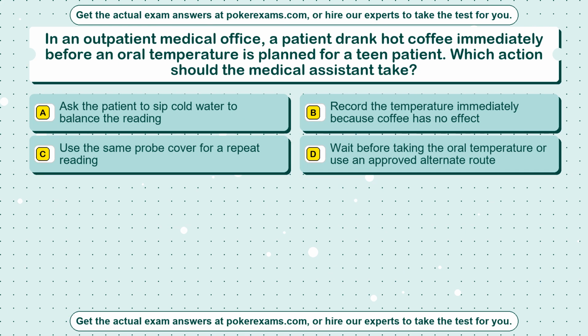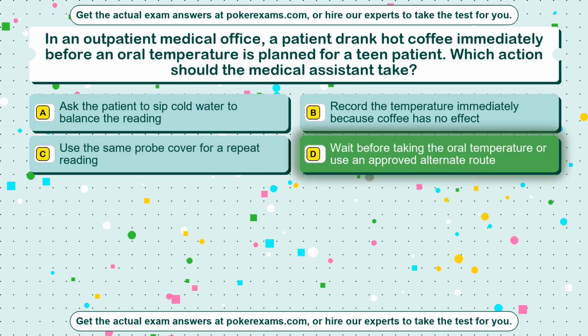Question 100. In an outpatient medical office, a patient drank hot coffee immediately before an oral temperature is planned for a teen patient. Which action should the medical assistant take? Option A. Ask the patient to sip cold water to balance the reading. Option B. Record the temperature immediately because coffee has no effect. Option C. Use the same probe cover for a repeat reading. Option D. Wait before taking the oral temperature or use an approved alternate route. The correct answer is option D.